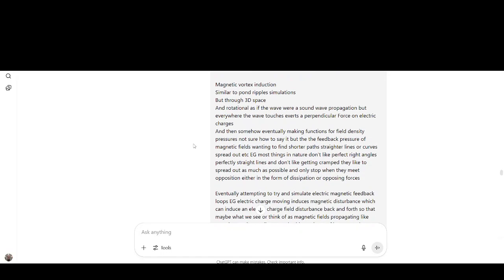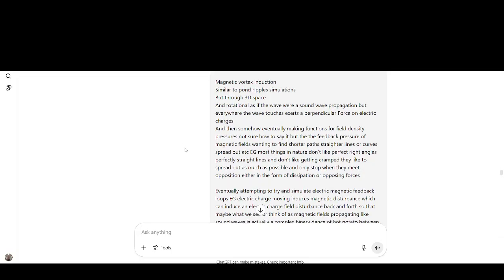Magnetic vortex induction, similar to pond ripples simulations, but through 3D space, and rotation as if the wave were a sound wave propagation, but where the wave touches exerts a perpendicular force on electric charges.